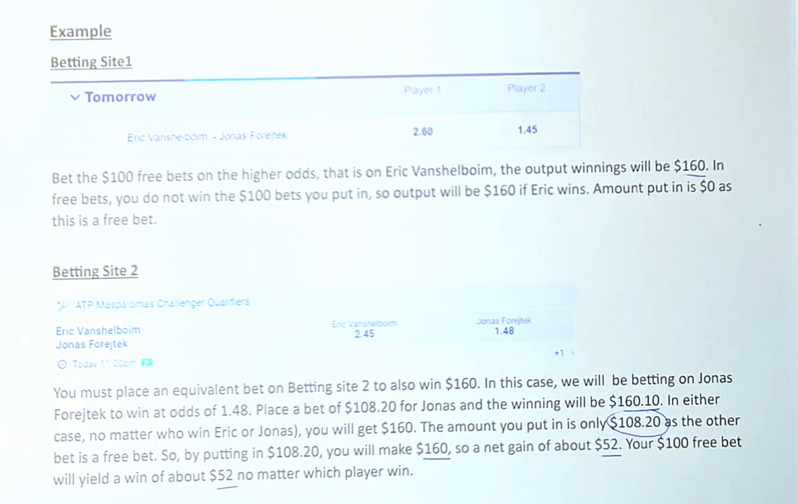So no matter who wins, Jonas or Eric, you will always win $160, and that is a net profit of slightly less than $52. Hope you understand this technique, and good luck. Remember, this is just a mathematical model for you to try on.